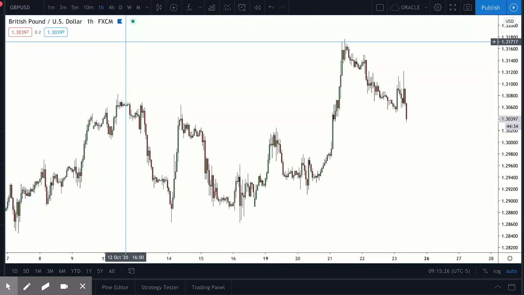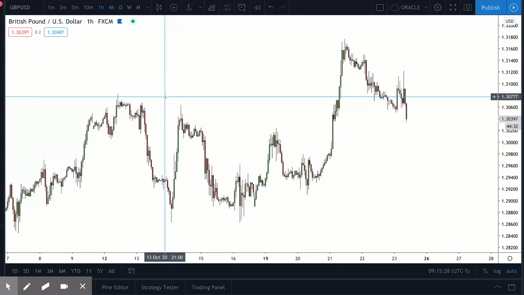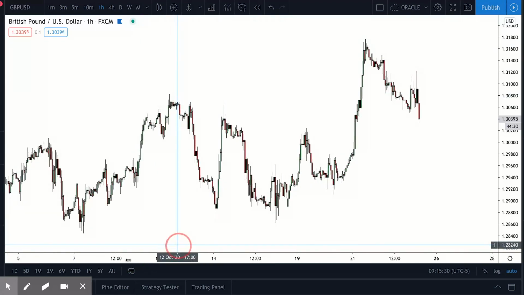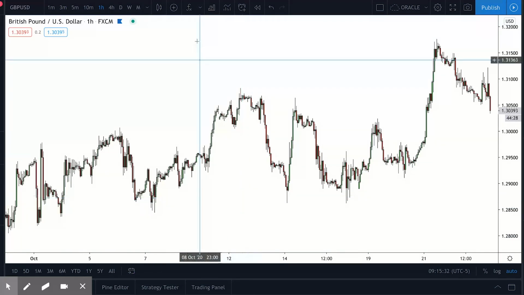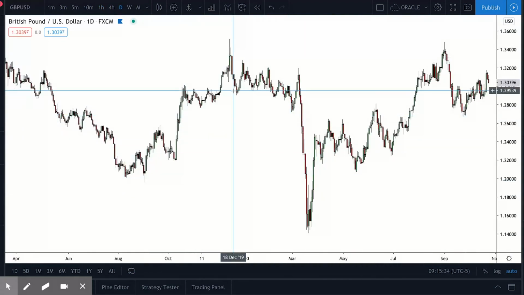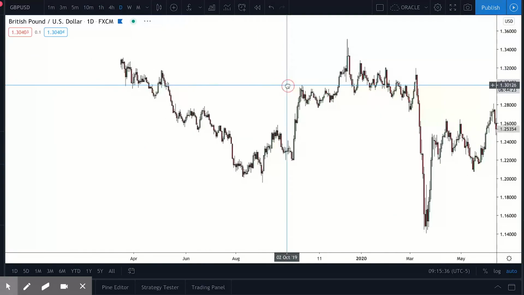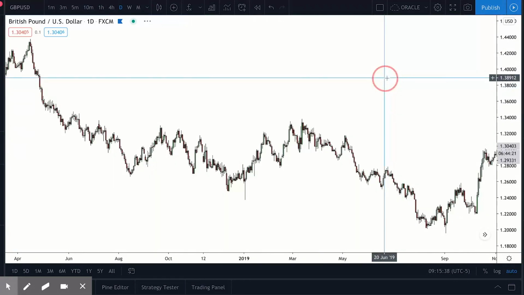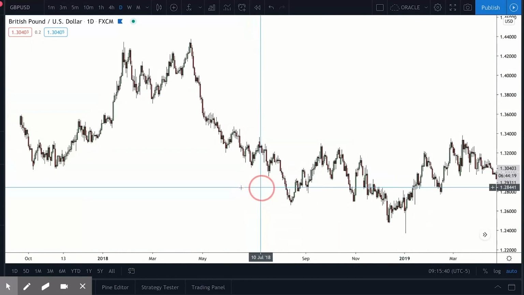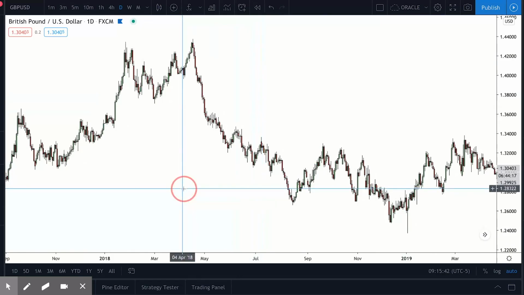So the basis of all of that price action trading, of all of that market flow trading, is the market structure. And what this refers to is how each high and low of the market is reacting to another. So we're going to talk about market structure in this video. I'm going to explain what it is and why it's so important.